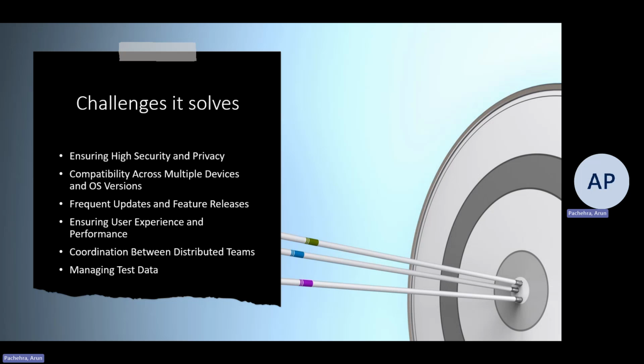Then finally, coordination between distributed teams, because it has seamless integration with the whole Azure DevOps suite. So collaboration is there for sure. Leverage Azure Boards within Azure DevOps for team collaboration, ensuring that developers, testers, and stakeholders are aligned on tasks, bugs, and user stories. Azure Test Plans facilitates sharing of test cases, plans, and results among team members, regardless of their location, fostering collaboration and transparency. And finally, managing test data.